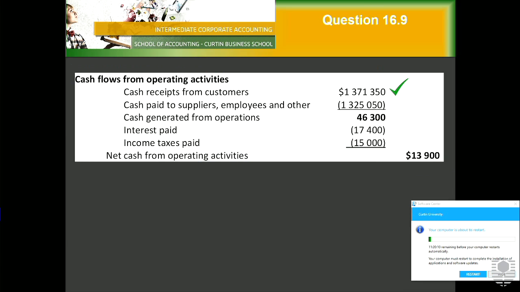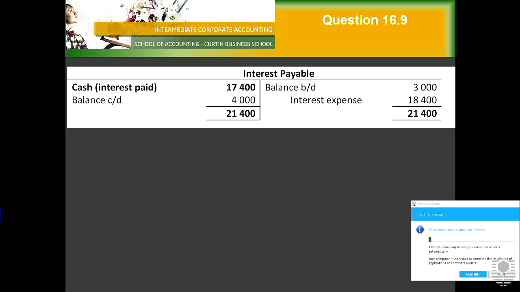All right, so we've worked out our cash receipts from our customers. We've worked out our cash to our suppliers and employees. Now we've got our core cash generated from operations of 46,700. Now we have to have a look at our interest paid and our income tax expenses. So we have a look at our interest payable. Go to your balance sheet, do your opening and closing balances from your interest payable. So your opening balance there of 3, closing balance of 4, interest expense from your P&L of 18,400 means that our cash component of interest paid is 17,400.